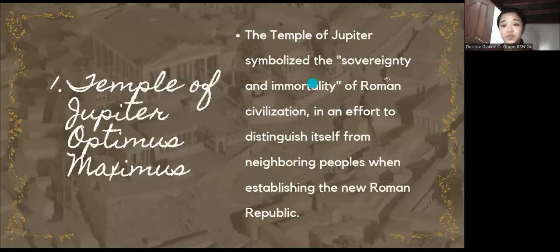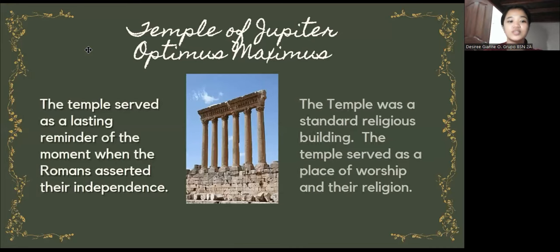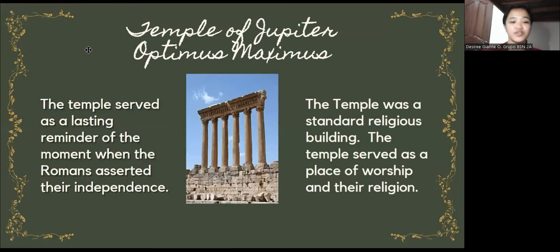The Temple of Jupiter symbolized the sovereignty and immortality of Roman civilization, in an effort to distinguish itself from neighboring peoples when establishing the new Roman Republic. Itong Temple of Jupiter Optimus Maximus, ito yung parang naging nag-symbolize as the power of Roman civilization. Kasi ito yung nagpaiba, kaya itong naging difference, kaya kakaiba siya sa mga ibang mga nations. So the temple served as a lasting reminder of the moment when the Romans asserted their independence.